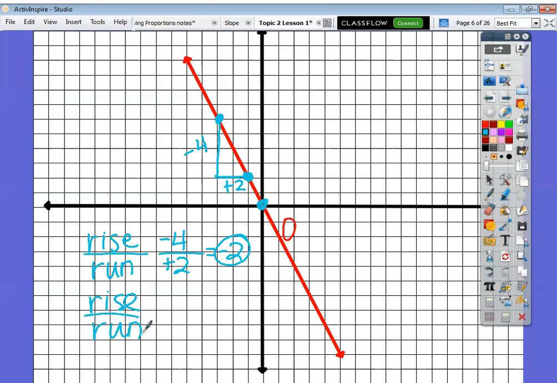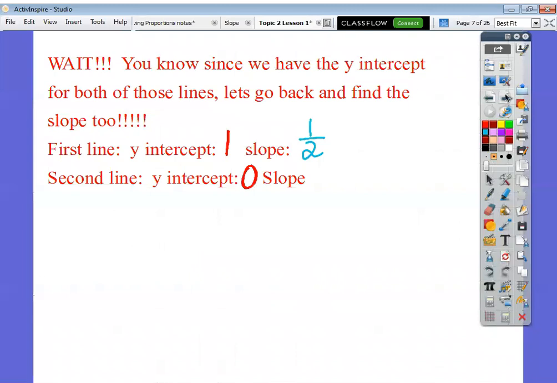Rise over run. Down 2, so that's a -2. Right 1, +1. Okay. All right. So our slope, there's our slope. So the next one, we have our slope as being -2.